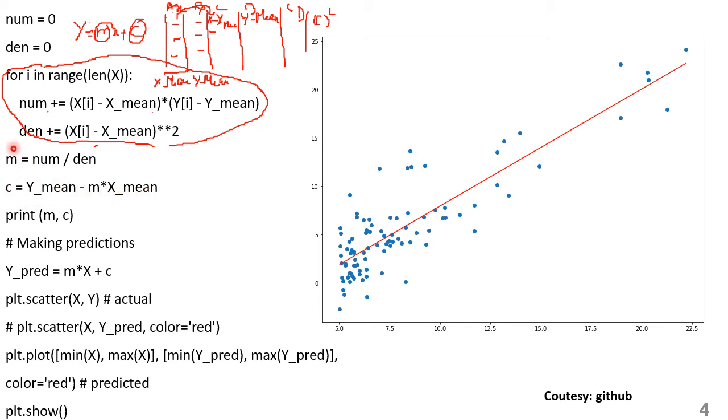If you want to see these two values, you can always write the print statement and observe the values of m and c. Once we know the values of m and c, we can always make the prediction. So y prediction is given by m into x plus c, and this has been plotted here using red color. So this is a straight line which is a least square line fit to the scattered data.